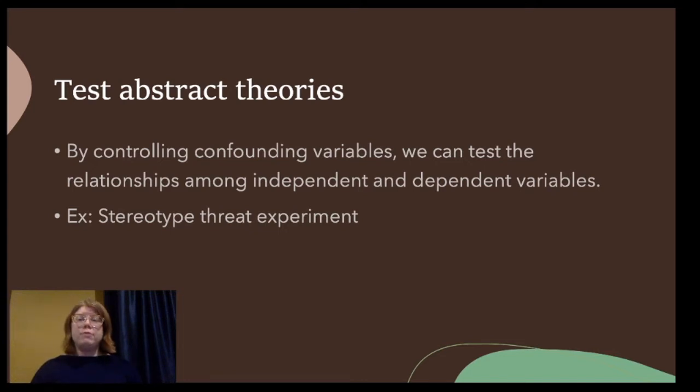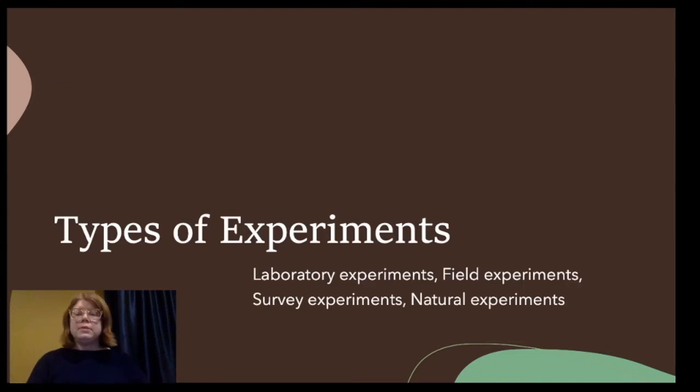But by controlling for other things like how good a person is at math, or whether a person is confident about doing math, or whether a person is aware that they're a member of a stereotyped group, by controlling those confounding variables, we can test the relationship between the independent and dependent variables in a clear way. Now we're going to talk about some types of experiments, including laboratory experiments, field experiments, survey experiments, and natural experiments.